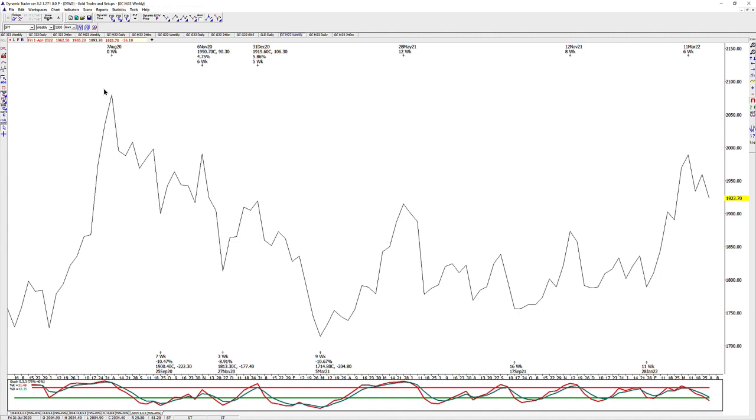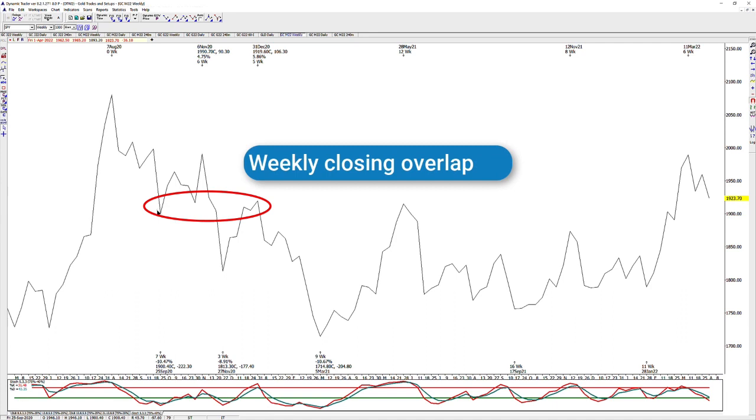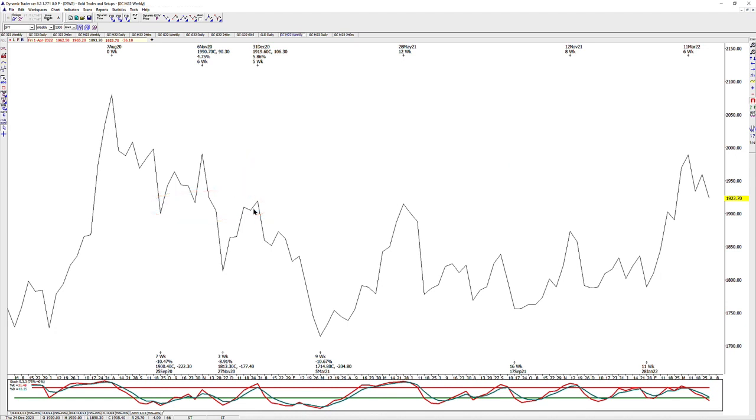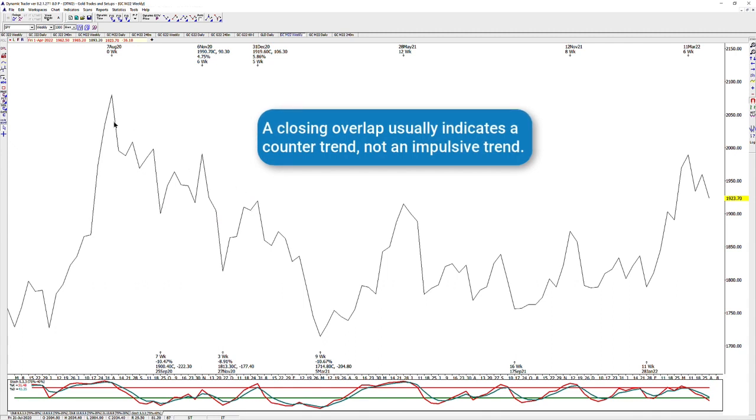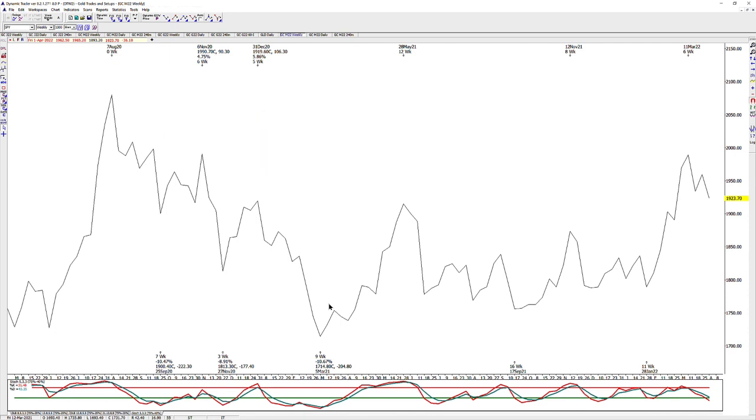First of all, coming off of this August high, we had a decline. Then we had a correction, another decline, another correction where it closed in the closing range, based on weekly closes, of this initial decline. What's that? Well, that's a closing overlap, and it's usually a really good signal and setup that this decline is some sort of correction, one sort of correction or another, because an impulse trend doesn't have closing overlaps.